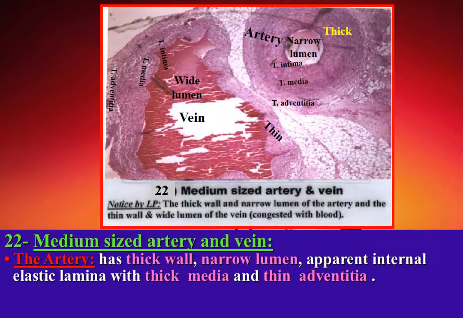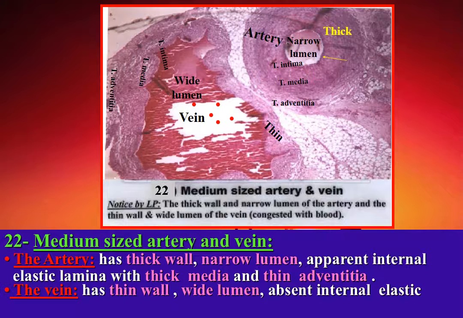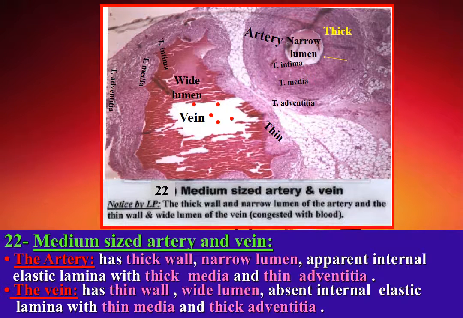Medium-sized artery and vein. The artery has a thick wall and narrow lumen, formed of the usual three coats: tunica intima, tunica media, and tunica adventitia. The artery has apparent internal elastic lamina with thick media and thin adventitia.